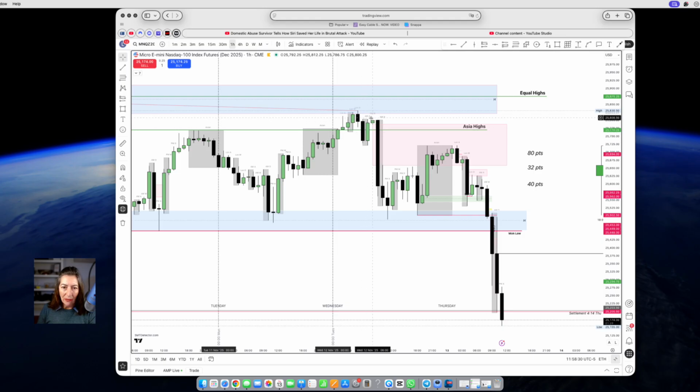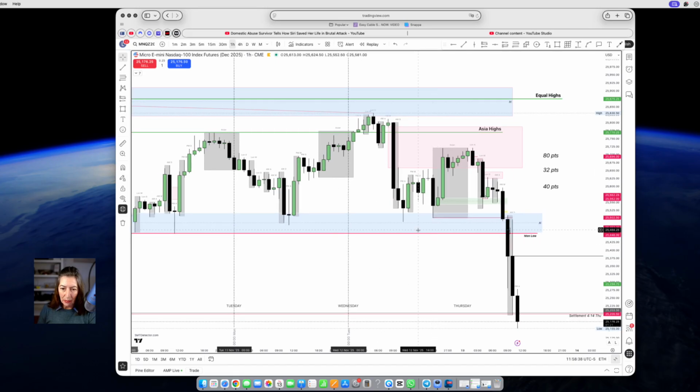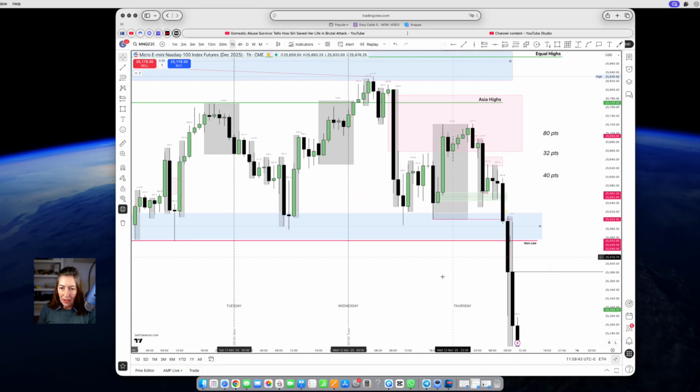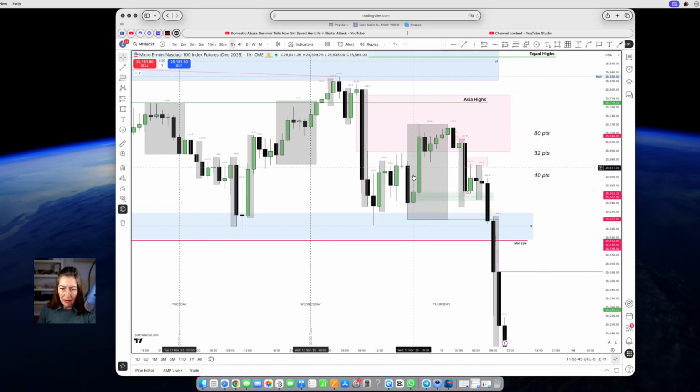We came back up, formed a mitigation block, and then dropped all the way back down into this blue hourly area of interest that IPDA has been repricing to. From there, last night, here's our Asia. Right in here, here's our Asia. And here is a SIBI, which formed between one, two, and three candles.